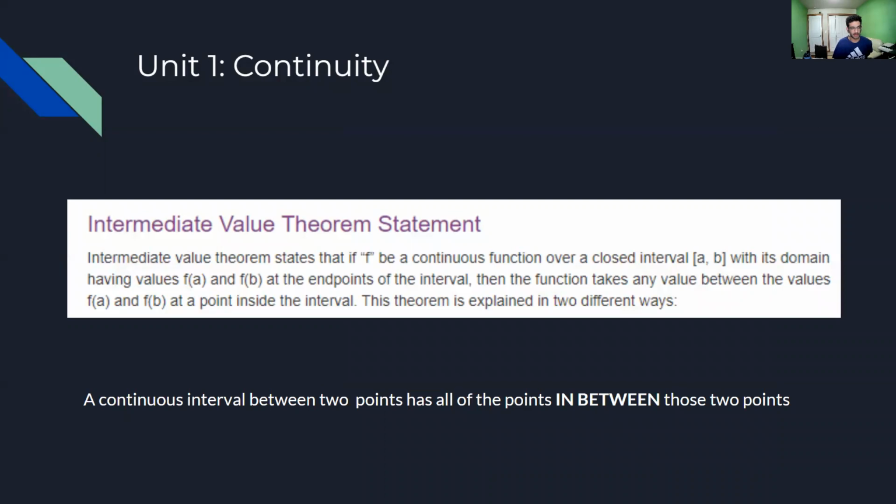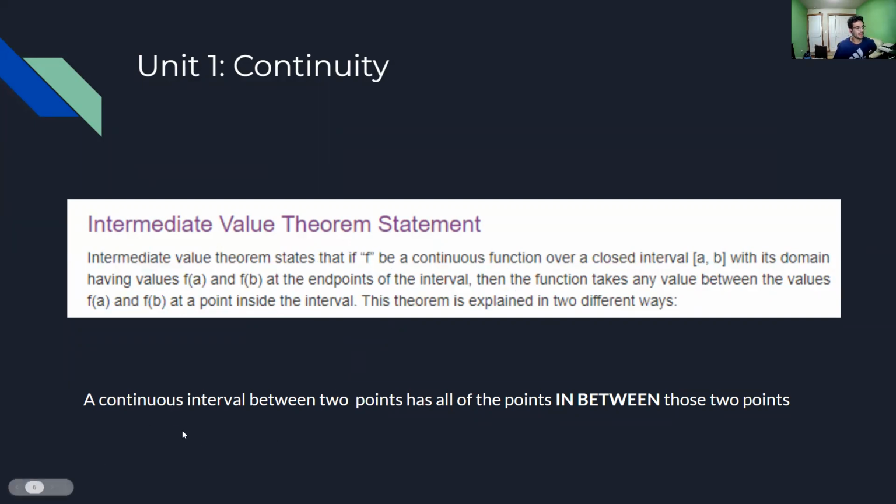And finally, we have the intermediate value theorem, which states that if you have an interval in f that's closed and continuous, therefore, let me just read this right there. The intermediate value theorem states that if f is a continuous function over a closed interval a to b, which is its domain, having values f of a and f of b at the endpoints of the interval, then the function takes any values between the values f of a and f of b at a point inside the interval.